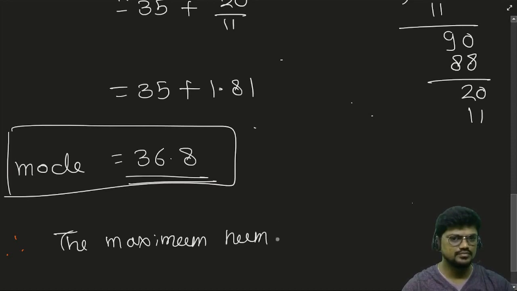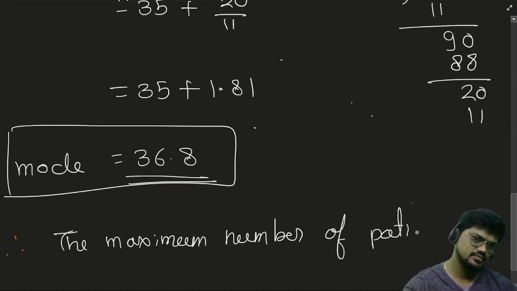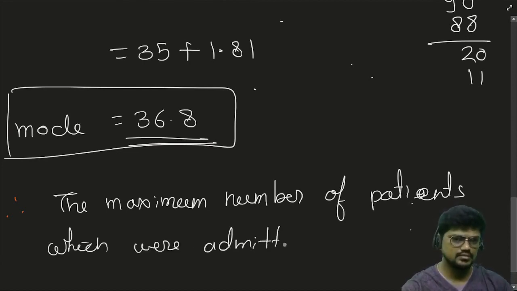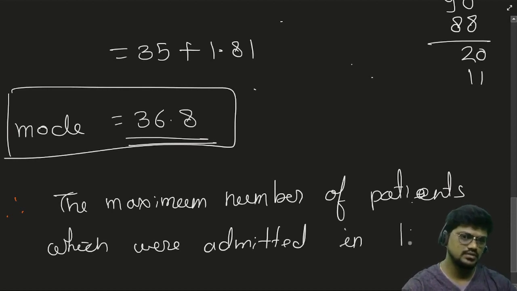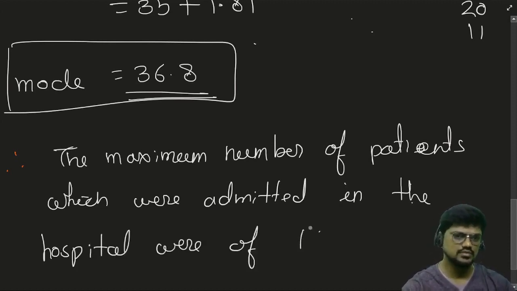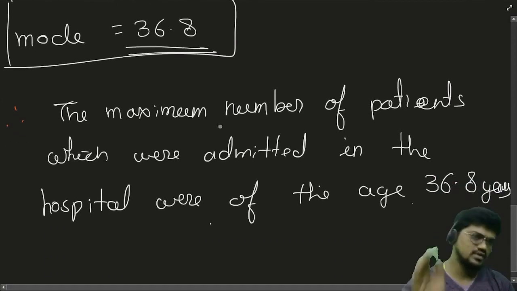number of patients which were admitted in the hospital whereof the age 36.8 years. Got it?